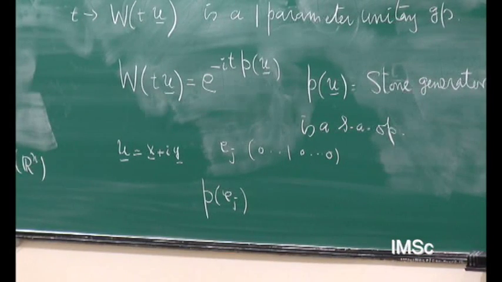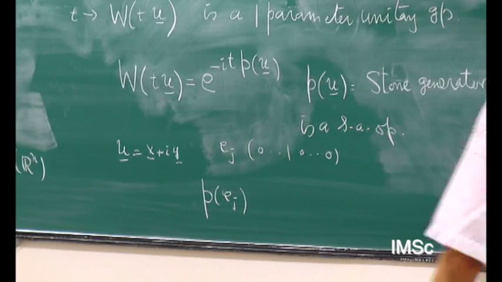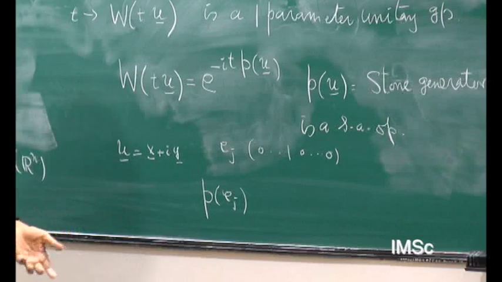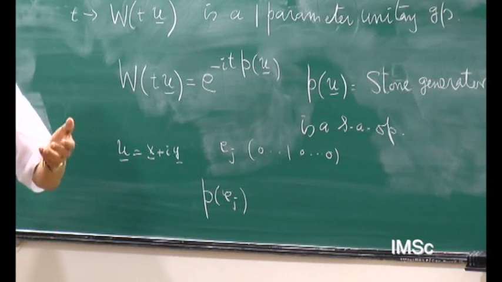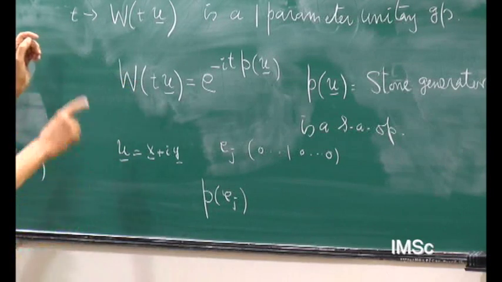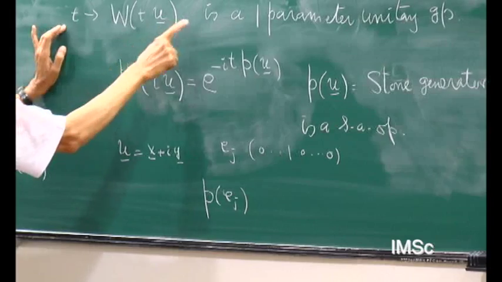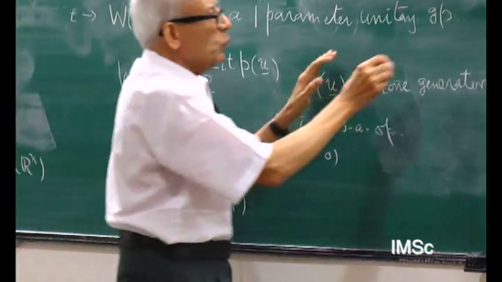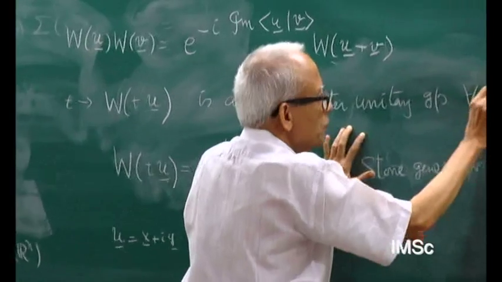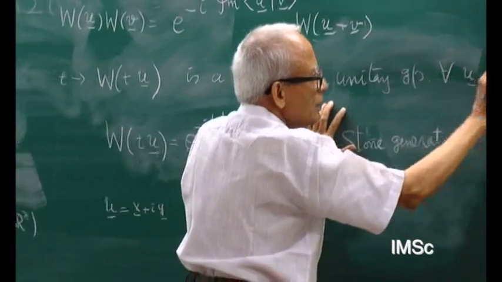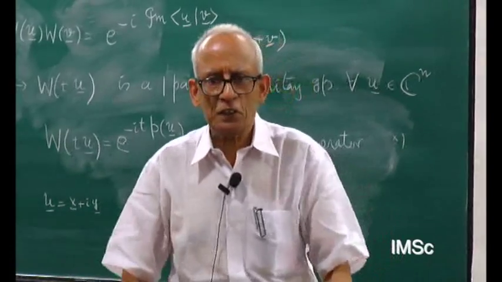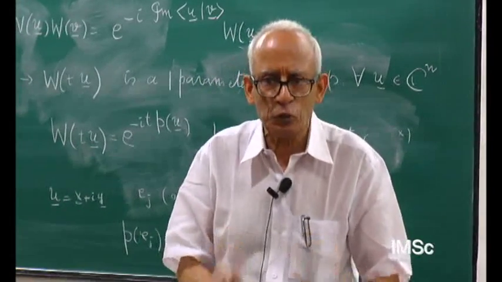Huh? u is a unit vector? No, u is an arbitrary vector. Then why is that group? It just came to my mind and I used that symbol. There is nothing wrong. t to W(tu) is a one parameter unitary group for every u in C^n. u, v, w are all vectors, not necessarily unit vectors.